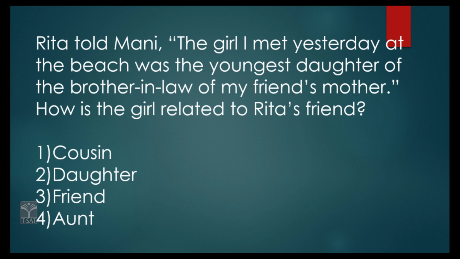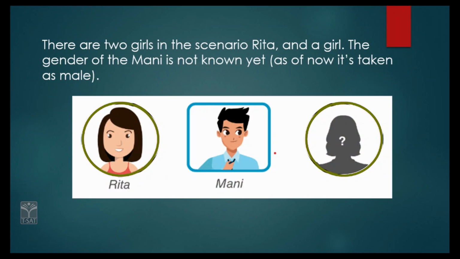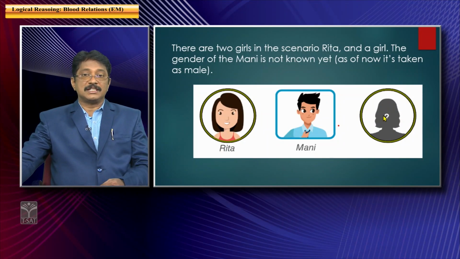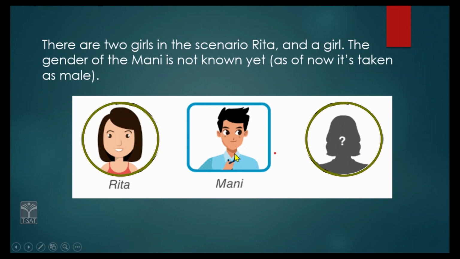Now we will see. I will take the support of the pictorial representation once again. There are two girls, as you know. One is Rita, and the other girl we have to find how she is related. We don't know the gender of Mani, it is not given here. So whether it is a girl or boy, for example, we take it as a man for now. Later we will decide whether gender is important or not. But for a while we are taking Mani as a boy, a man.